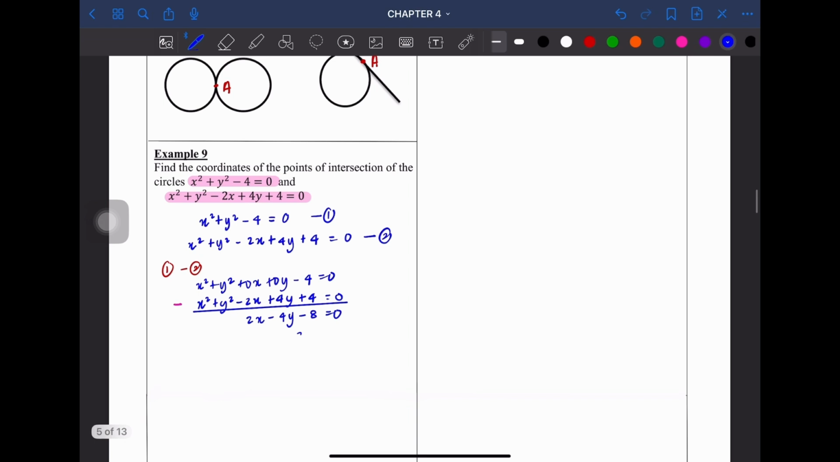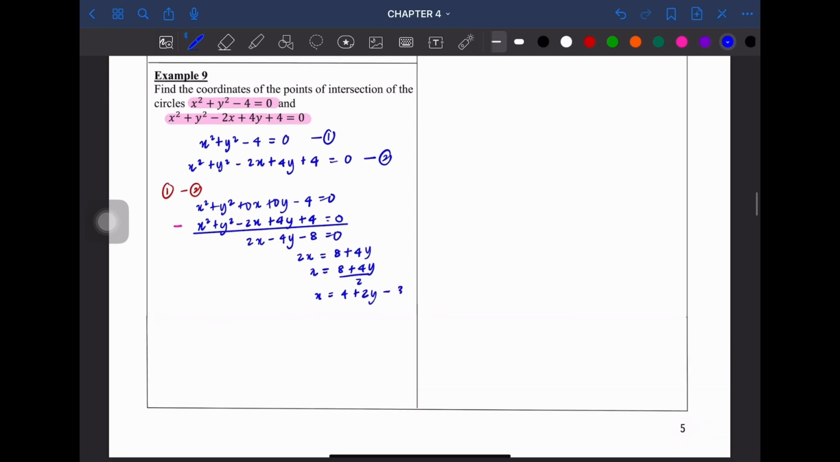Okay, so I rearrange my equation. So x is 8 plus 4y divided by 2. So x is equal to 4 plus 2y. So we get our third equation.